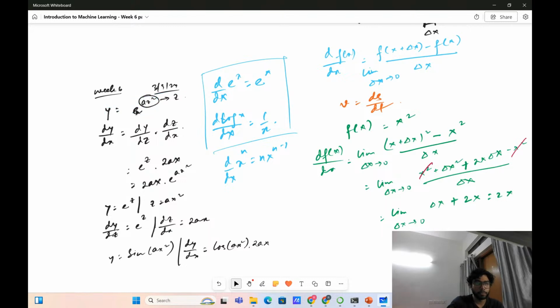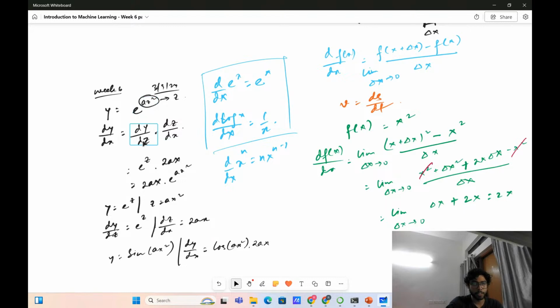So if you want to take the derivative of y with respect to x, what you do is you assign a different variable to this ax square. So let's say you assign that ax square equals z. Now you take the derivative of y with respect to z, and then you take the derivative of z with respect to x, right? Because z with respect to x will be simple.